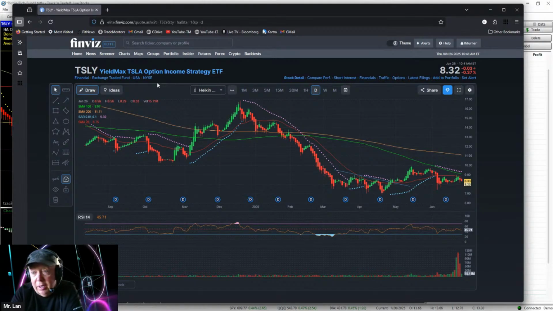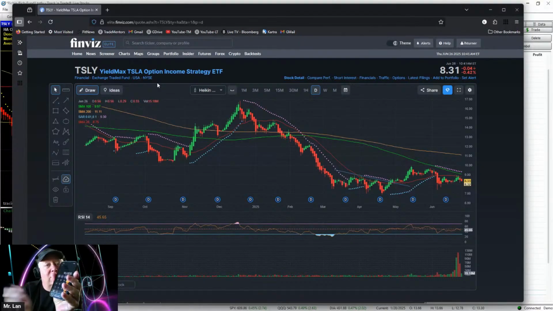So let's take, say, $10,000. Just write that down on a piece of paper, $10,000. And you're going to take the little calculator off of your cell phone. Most of you have these. We're going to take that $10,000 and divide it by the share price of TSLY.